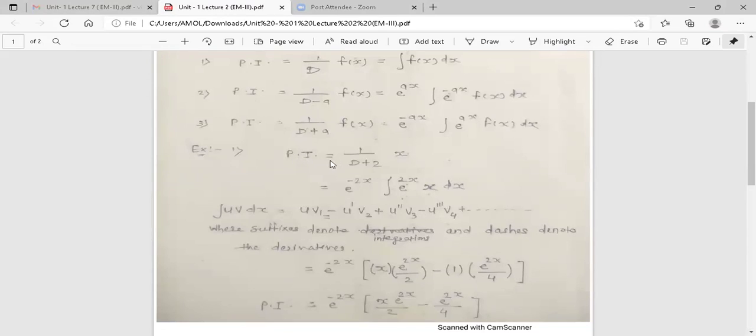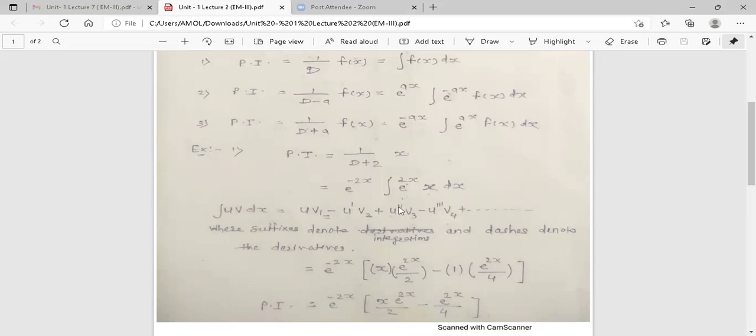Now, the example. Find the PI for 1 upon D plus 2 into x. Here the function is x, a linear function, and the factor is D plus 2, meaning D is equal to minus 2. So use the third formula here, and it is e to the power minus 2x into integration of e to the power 2x into x dx.